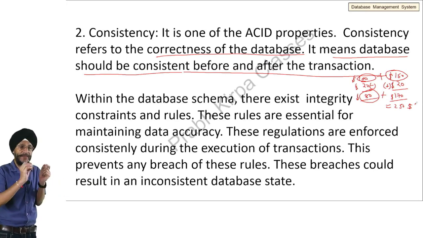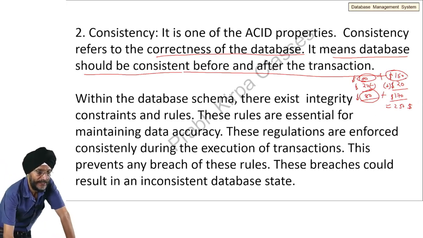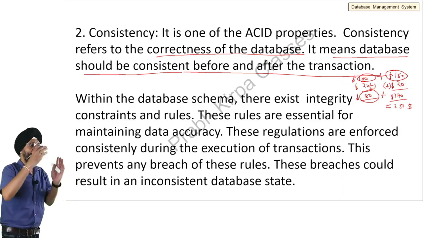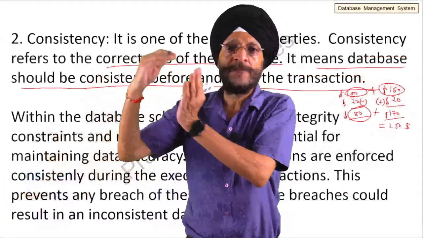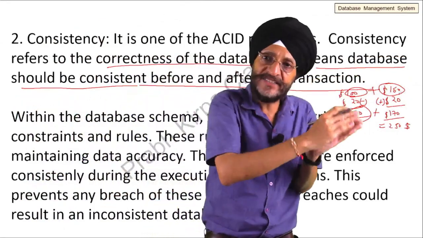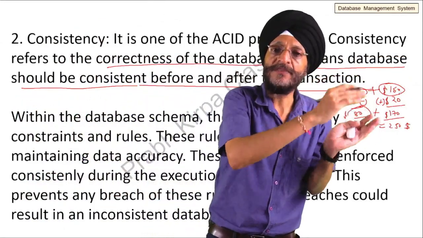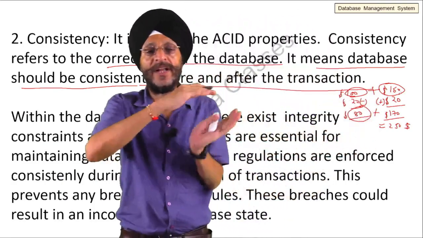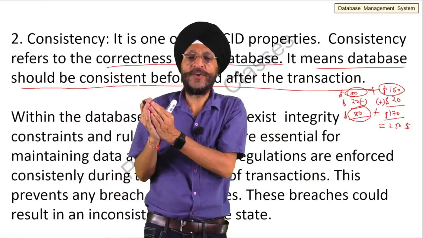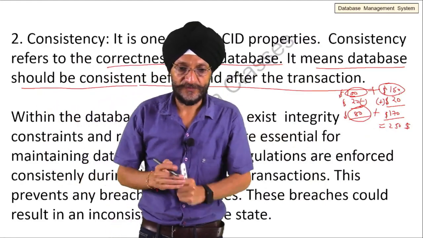That is, there is no inconsistency in the database. It means that the system has not credited $10 or $15 or $30 or $50 to the account of your friend. It has debited the exact amount which was deducted from your account, and the credit of the same amount has been given to the other person.